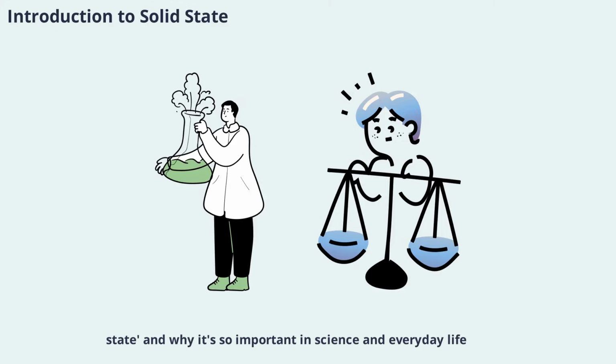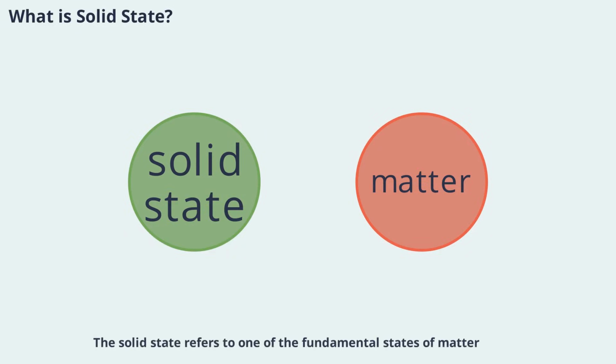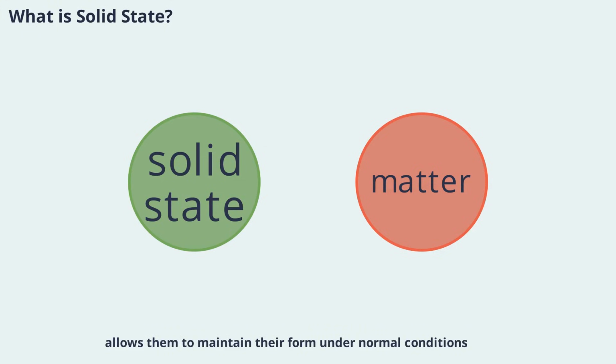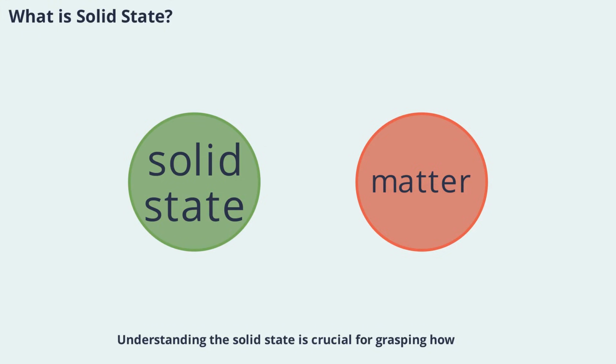and everyday life. Solid state refers to one of the fundamental states of matter, where particles are closely packed together in a fixed, orderly arrangement. This close packing gives solids their definite shape and volume. Unlike liquids or gases, the particles in a solid vibrate about fixed positions but do not move freely. This rigidity is what makes solids distinct and allows them to maintain their form under normal conditions. Understanding the solid state is crucial for grasping how materials behave and are used in technology and daily life.